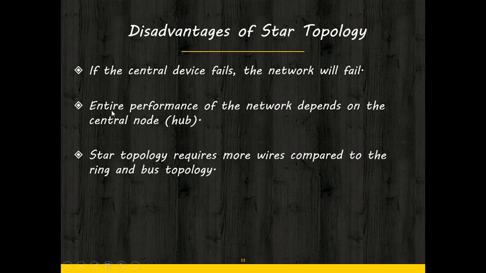Next disadvantage is entire performance of the network depends on the central node. So if the node or switch is overloaded, then it will affect the performance of the network. A star topology requires more wires compared to the ring or bus topology. This is the third disadvantage.